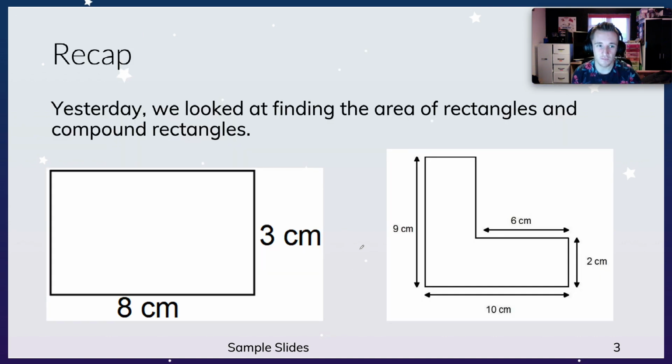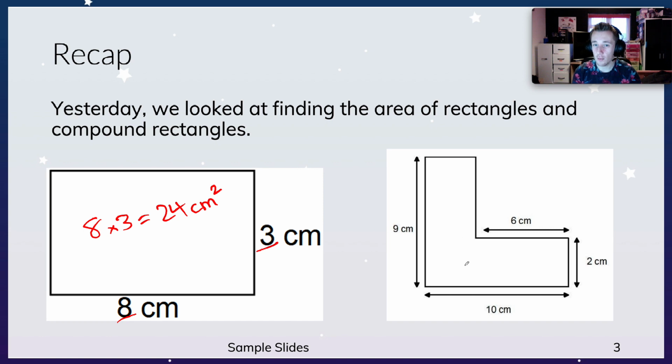Okay, moving on. So yesterday we looked at the area of rectangles and compound rectangles. Now if you remember, when we're finding the area of a rectangle, we would do one side multiplied by the other. So in this case we would do 8 times 3, which equals 24. But we have to remember to put centimetres, and when we're doing area we put the little 2, which means squared. So it's 24 centimetres squared.